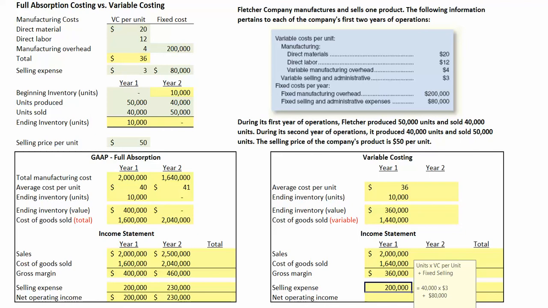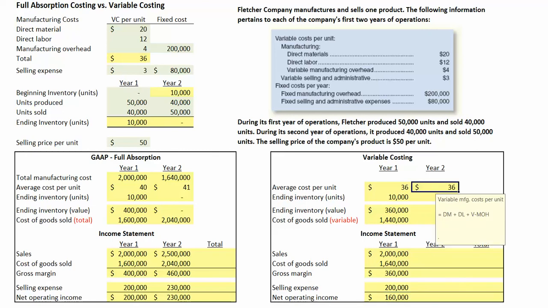just the same as in our GAAP or full absorption costing. That's 40,000 units times $3 per unit plus the $80,000 in fixed selling and admin cost, giving us a net operating income of $160,000. Year 2, our average cost per unit remains $36.